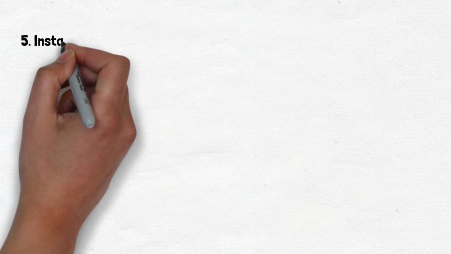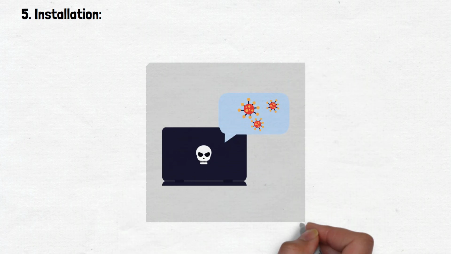Number 5 is installation. Once the attacker has gained access, they install a backdoor or some form of persistent presence on the system. This ensures they can maintain access for future actions.